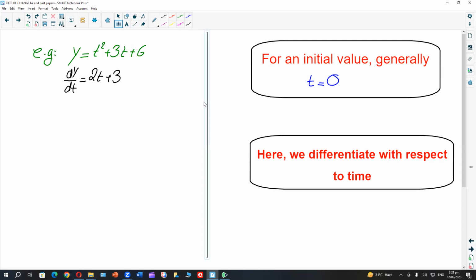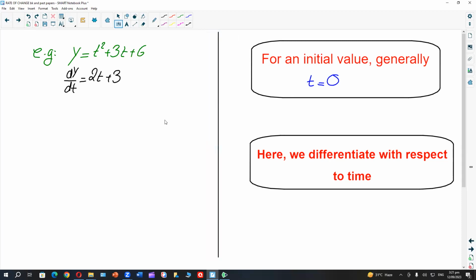I'm showing you an example. I hope now you remember differentiation well. y is equal to t square plus 3t plus 6. When you differentiate a number like 6, that number always becomes 0. Otherwise, the simple variables will become 1. So now you have to copy this example.